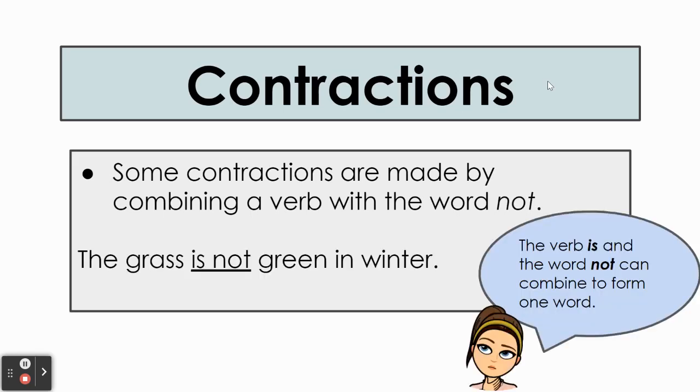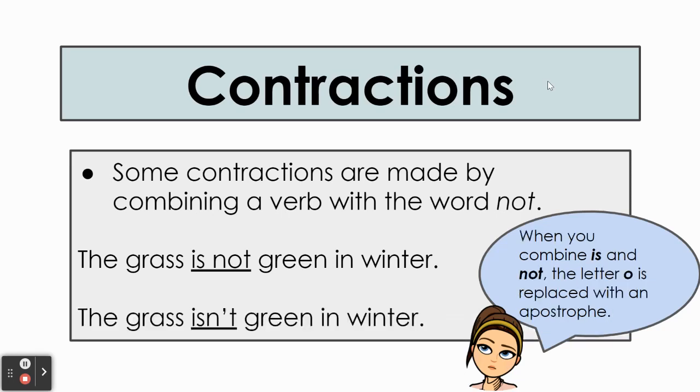Here is an example sentence. The grass is not green in winter. The verb is and the word not can combine to form one word, to make the word isn't. The grass isn't green in winter. When you combine is and not, the letter O that was in the word not is replaced with an apostrophe.